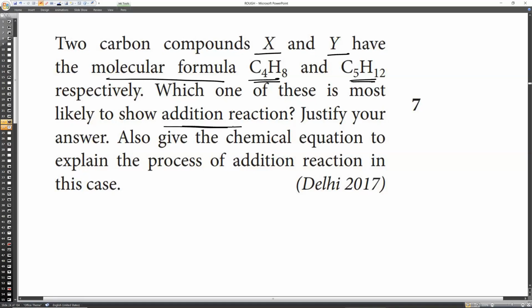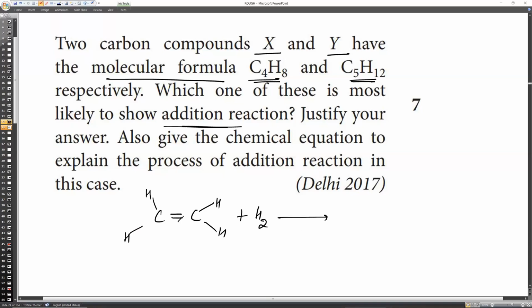Tell me, which of the following will show the addition reaction? Addition reactions are shown by? Tell me, Jobita, Jaslin. Alkenes and alkynes. Alkenes and alkynes means unsaturated hydrocarbons. So if we have unsaturated hydrocarbons, they will show the addition reaction, because in an addition reaction we are adding something. For example, this is an addition reaction. This is an alkene and you pass hydrogen gas to it.